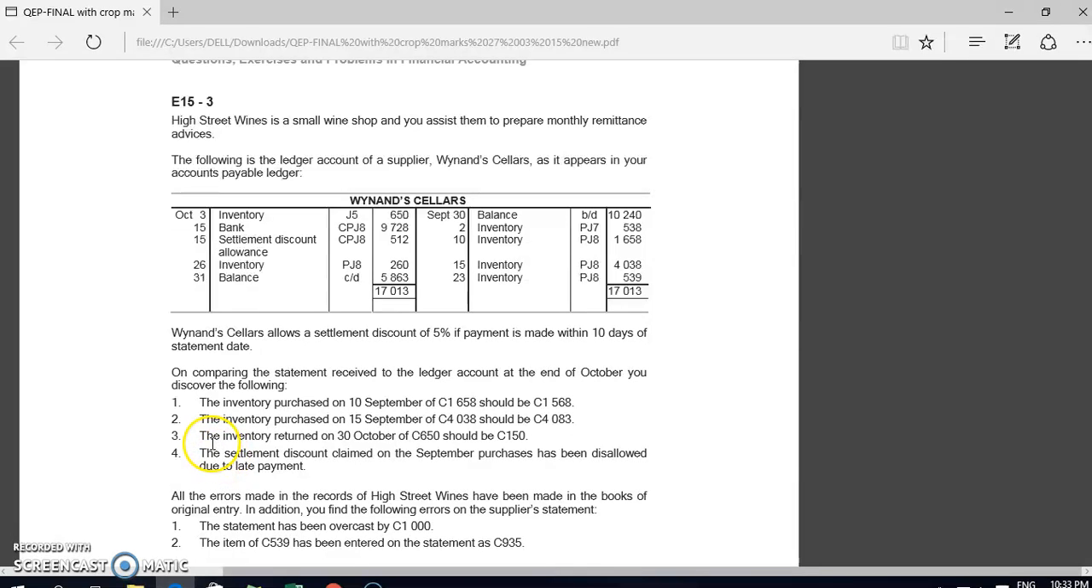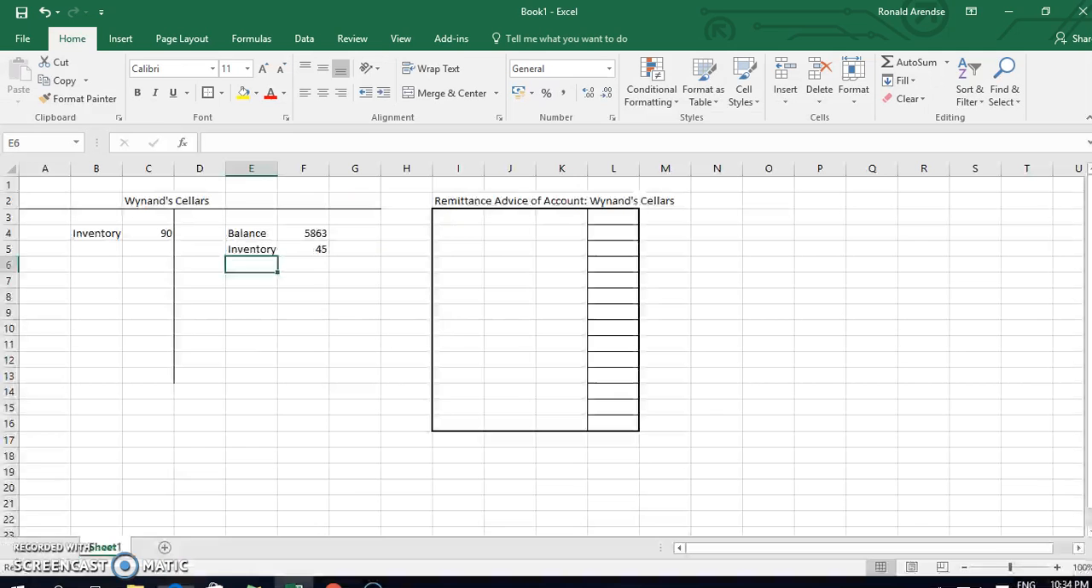The last one there says that inventory returned on the 30th of October of 650 should be 150. So again, we said you will return, the amount is overstated, so we have to increase our account with the 500 Rand. So we say goods returned, we have to correct that of 500 Rand.